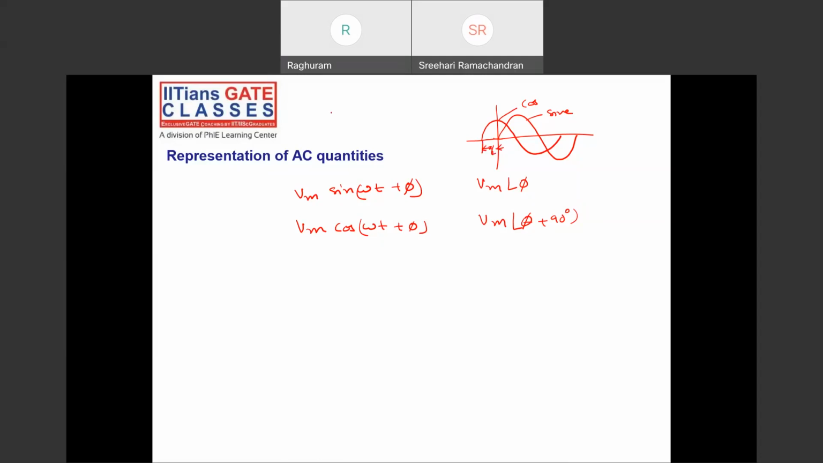So you can write cos theta is equal to sine 90 minus theta. Cos theta is equal to sine 90 minus theta. So this can be written as sine of 90 minus omega t plus phi, or minus Vm sine omega t plus phi minus 90.